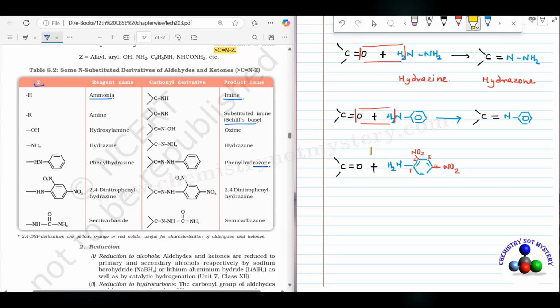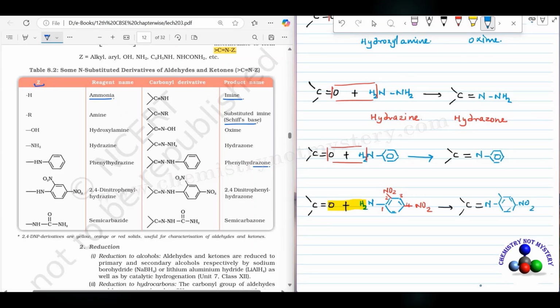Again remove the water molecule. So that's how you can remove water molecule. After removing the water molecule you will get the product. This is carbon double bond. Here you have to draw the rest of the structure. So this is nitrogen and here it is bonded to phenyl group. It is bonded to NO2 and here also it is bonded to NO2. So the product of this reaction is 2,4-dinitrophenylhydrazone. Reagent was hydrazine and the product is hydrazone.